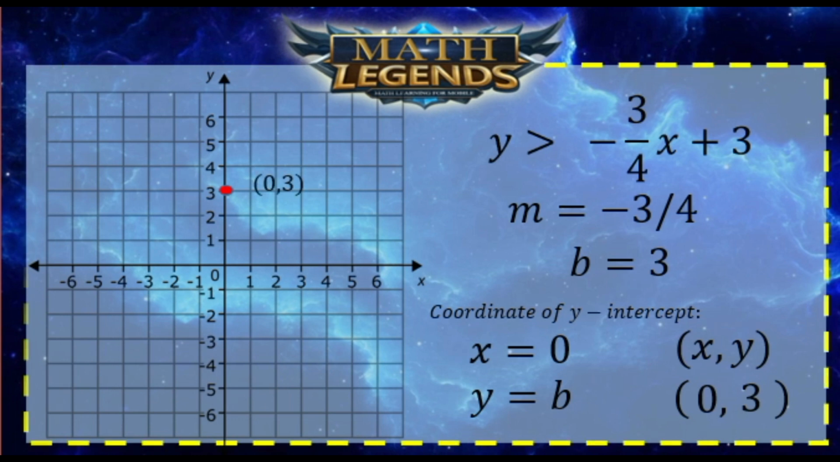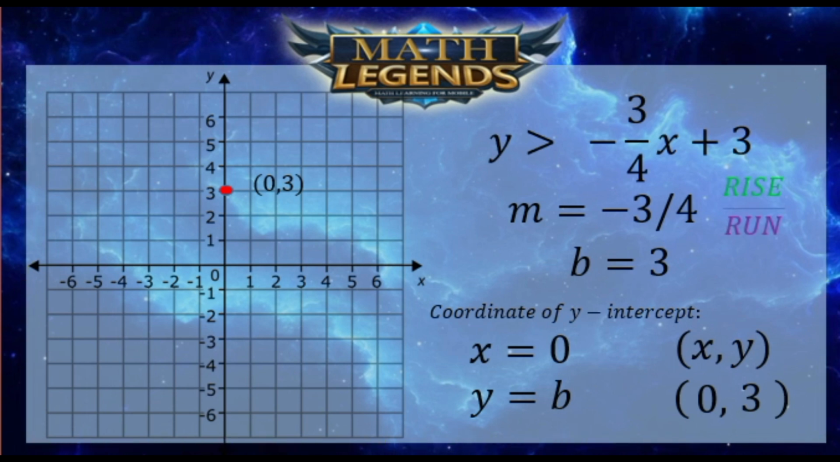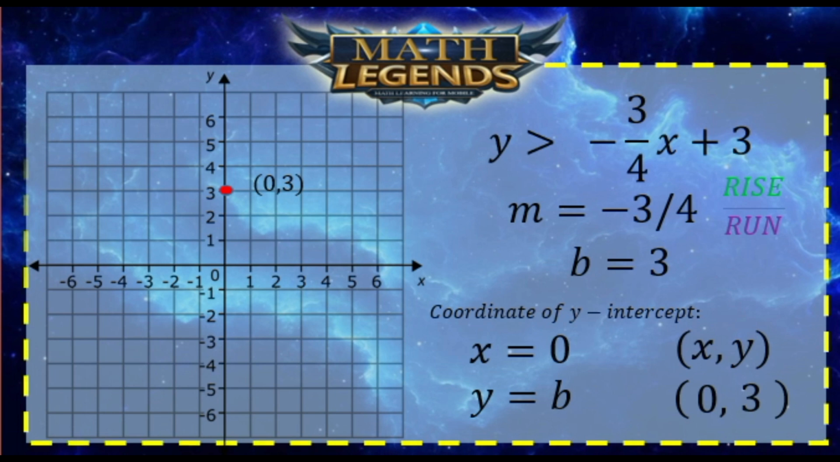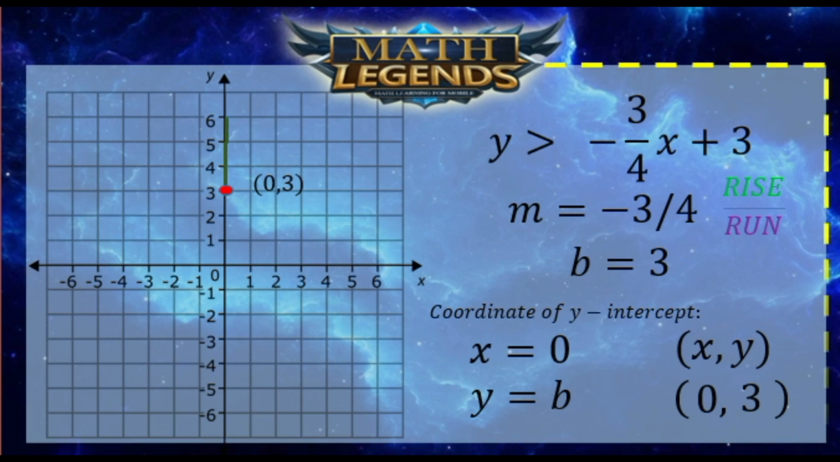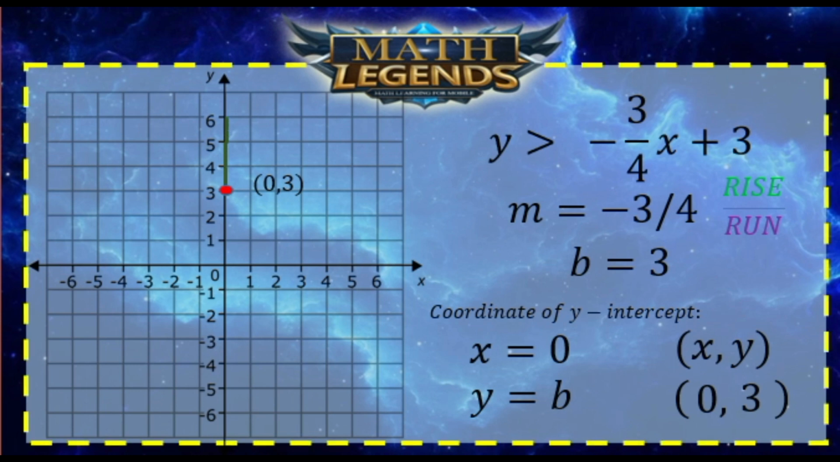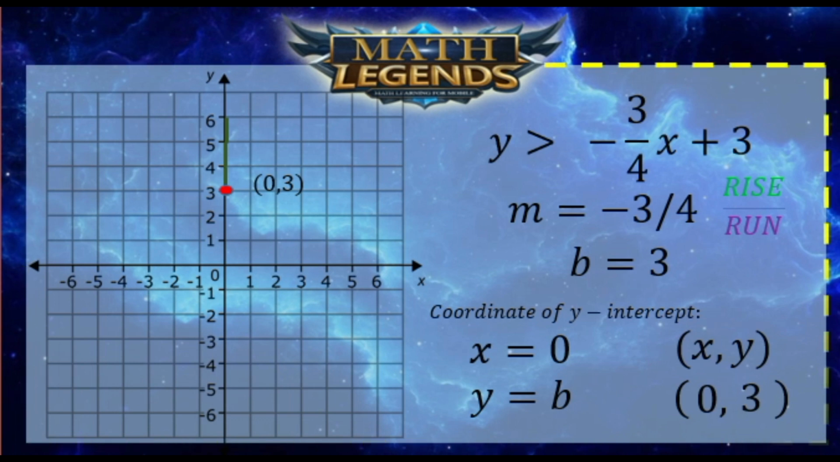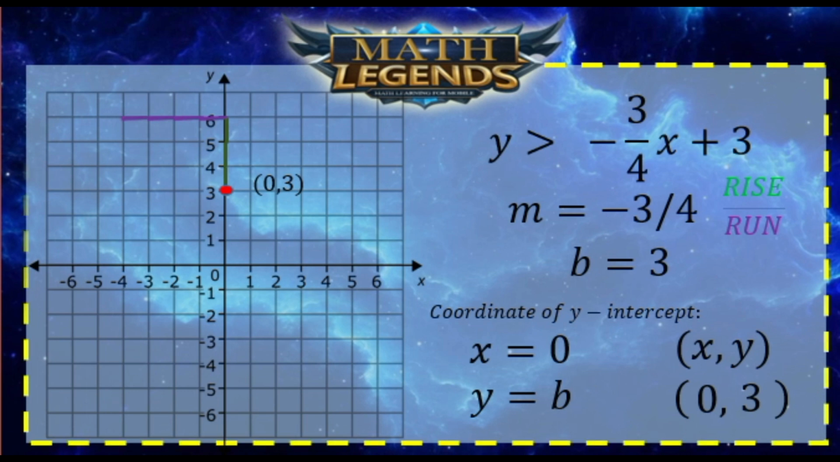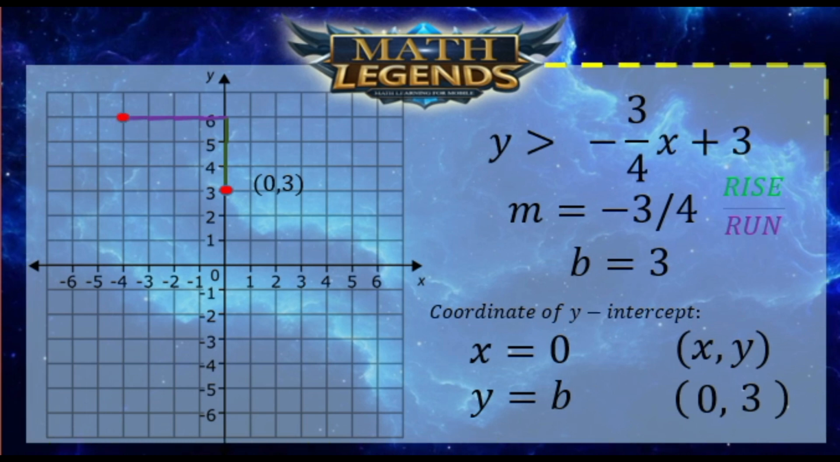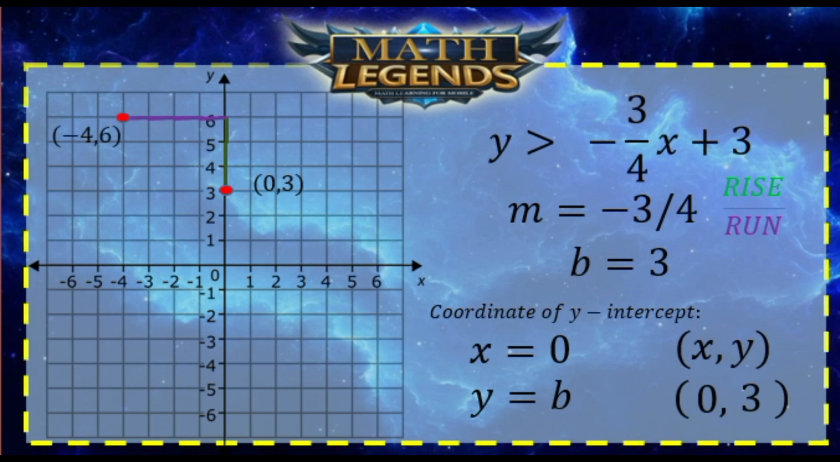Then after that, using the slope negative 3 over 4, we're going to use the rise over the run. In here, we're going to rise 3 times and run 4 times. So we have 3 rise: 1, 2, and 3. Then we're going to have 4 run. And since the slope is negative, we're going to run to the left side. So we have 1, 2, 3, 4 runs, and label it. So we will have (-4, 6).